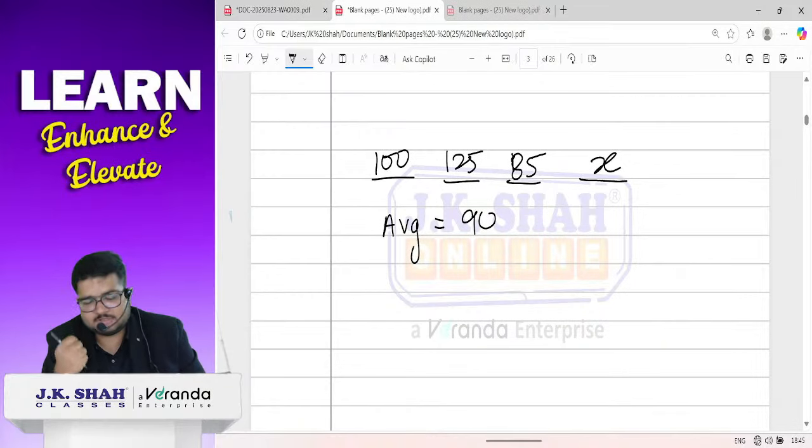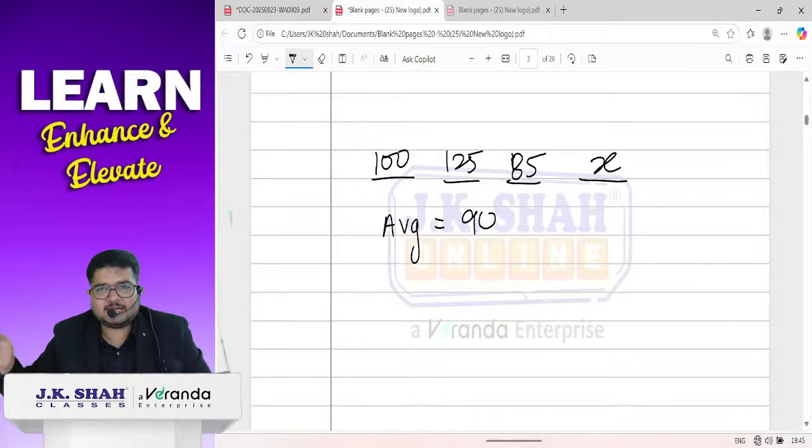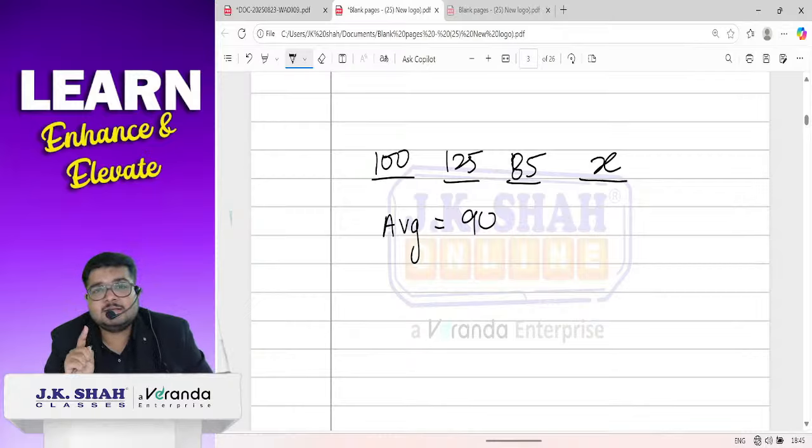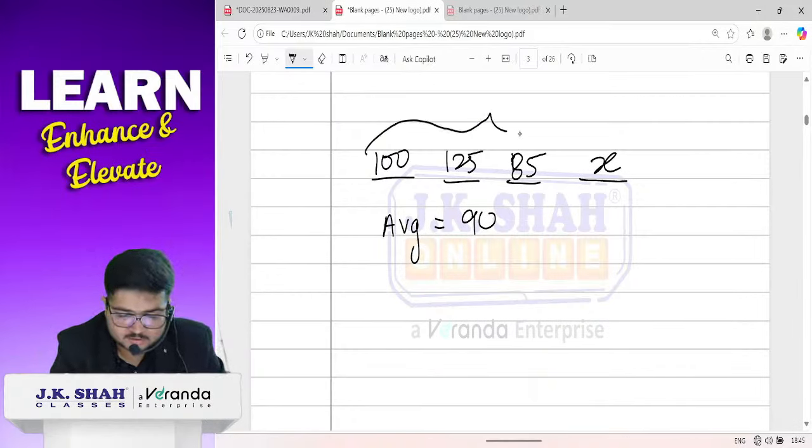Now apply some logic here. If he is going to spend on an average 90 rupees for 4 days, then what is the total expenditure he will make? On an average he is spending 90 rupees. So 90 plus 90 plus 90 plus 90, he is going to make 360 rupees. He will be spending 360 rupees across 4 days. That means the total of all the 4 expenditures will be 360.